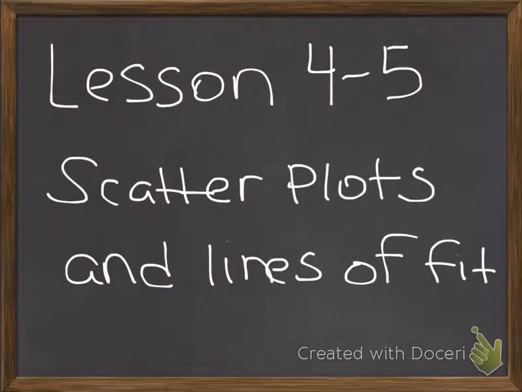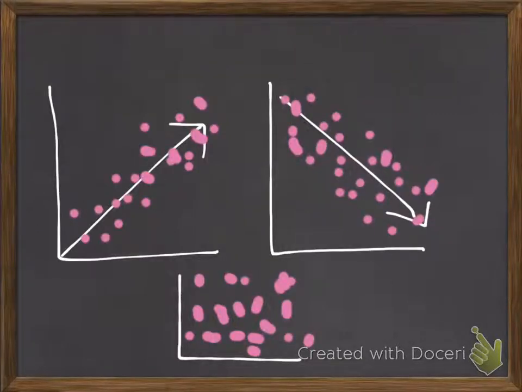Today we're looking at lesson 4-5, which is on scatter plots and lines of fit. So these are three examples of relationships that you might see when you're looking at a scatter plot. A scatter plot is basically a graph that has many points plotted on it, and sometimes it'll show a relationship.